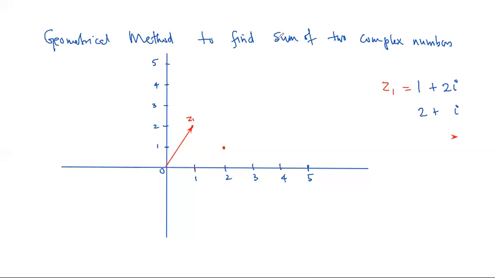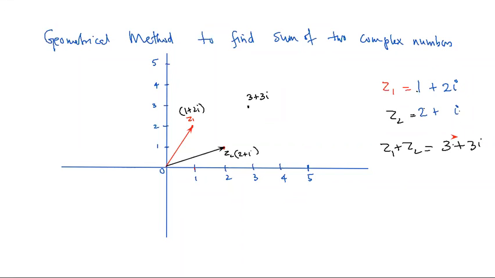Let me use some other color. I'll use black. This is Z2. When you add Z1 plus Z2, I get 3 plus 3i. Do you agree with this? 1 plus 2 gives you 3. 2i plus i gives you 3i. Yes. Now check where this number is. This is 3 plus 3i. This is 1 plus 2i. This is 2 plus i.